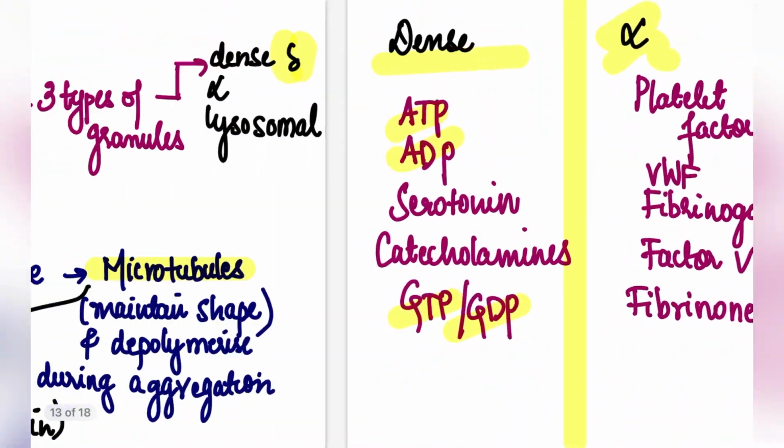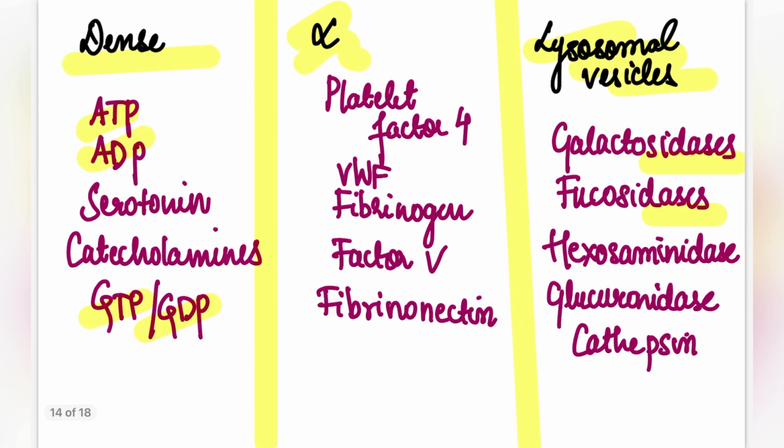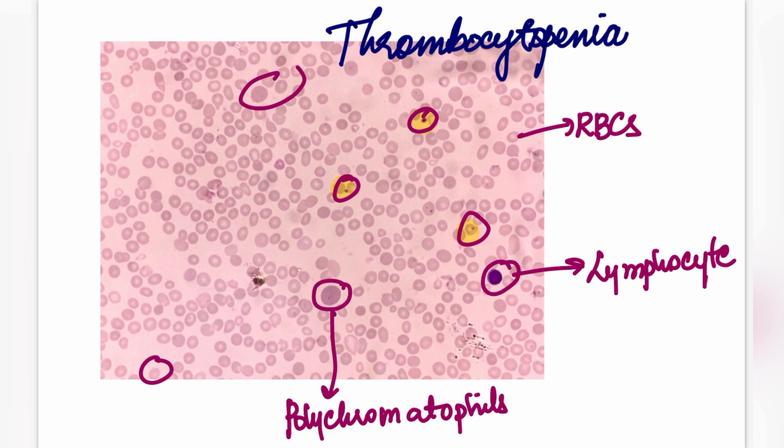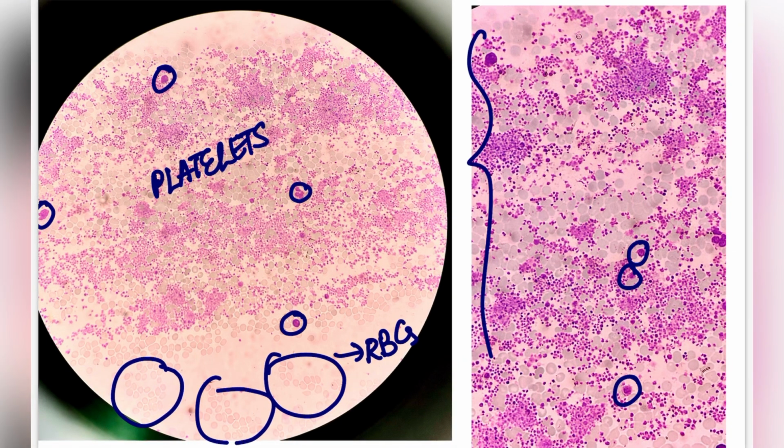So just to revise the slides again, let's go back to the normal. This is how a peripheral smear normally with an adequate platelet count looks like. And this is how a thrombocytopenia peripheral smear looks like. Hardly any platelets to see in the slide. And this is how thrombocytosis looks like. I hope you understood this concept. Thank you.